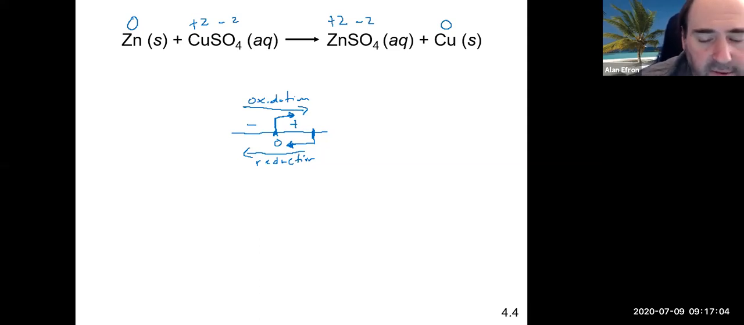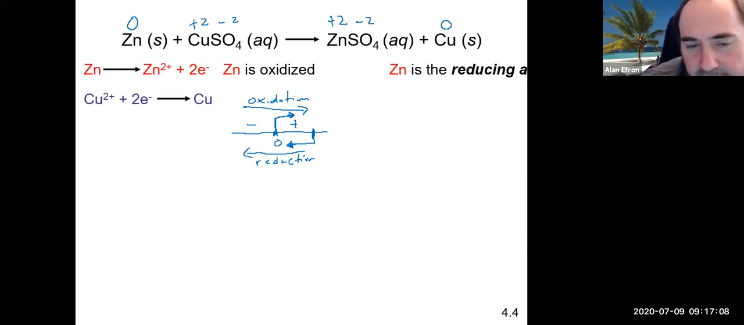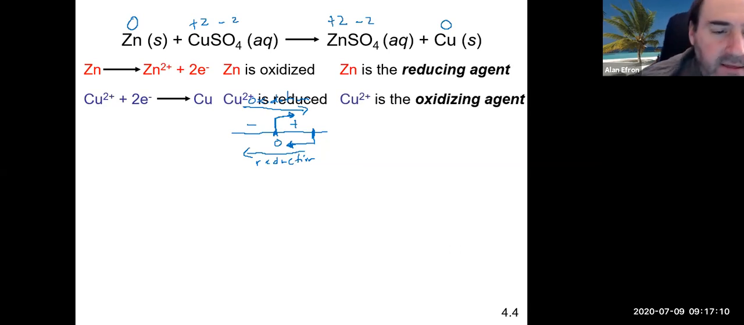We could write the two half reactions for that, and it will look something like this. The zinc is losing 2 electrons, so electrons are on the product side, and the zinc is being oxidized, going from 0 to +2, while the copper here is gaining electrons and going through reduction, going from +2 to 0 and being reduced.